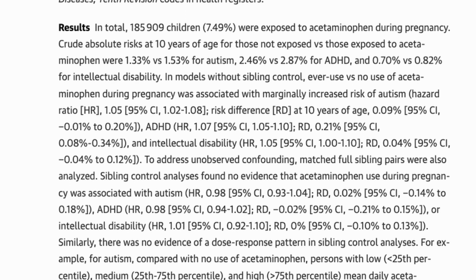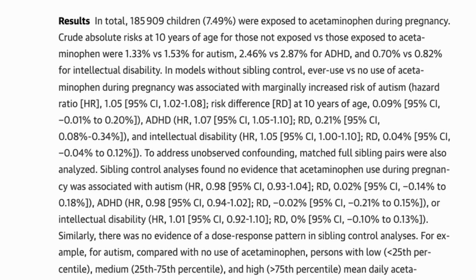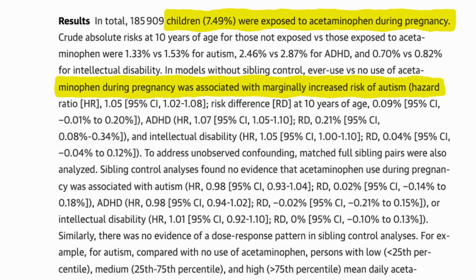So I'm not going to read every word of the abstract, but the gist of it is they compared children whose mothers had taken acetaminophen during pregnancy with children whose mothers had not taken acetaminophen, with the purpose of determining the association of acetaminophen with certain neurodevelopmental disorders such as autism, ADHD, and intellectual disability. The results suggest that there is an association when you look at the data directly. However, when you adjust for sibling control, there was no association. Similarly, there was no evidence that the dose of acetaminophen mattered.